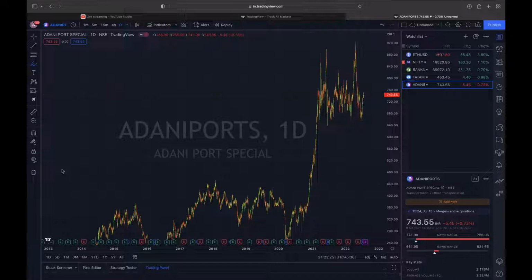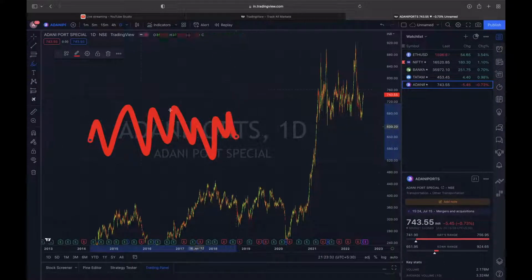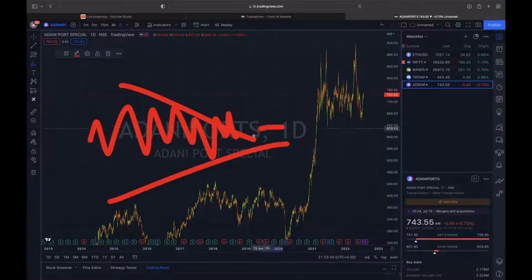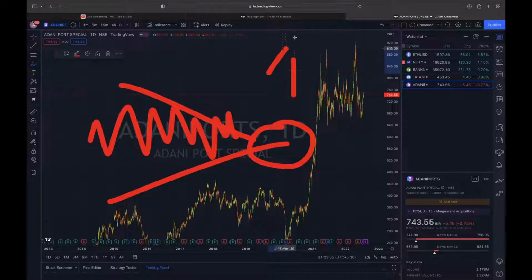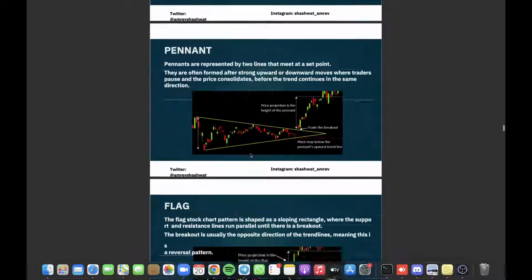Pennant is like any direction. It will not give you a direction. It will give you a movement of breakout. That, sir, if the market is going like this and a pennant is formed, at this particular time, the market will just go up or the market will go down. Pennant is all about that, nothing else. I hope this is clear to everyone now.